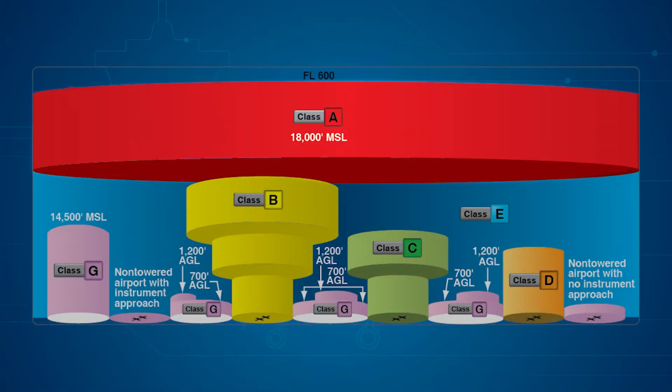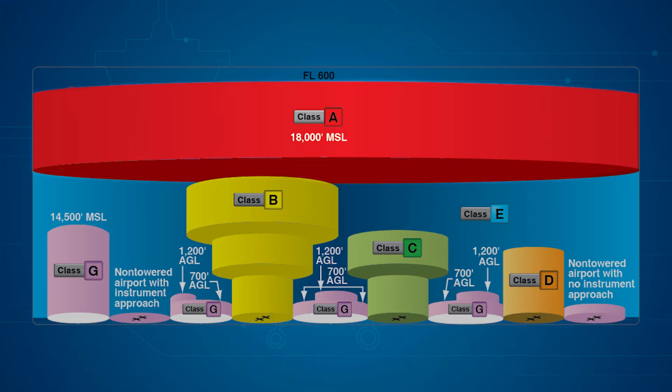Now that you've learned about sectional charts, let's learn about airspace classifications. Controlled airspace is a general term that covers 5 of the 6 classes of airspace. Uncontrolled airspace is used to classify the 6th airspace. To better explain, let's take a look at this 3D airspace image.